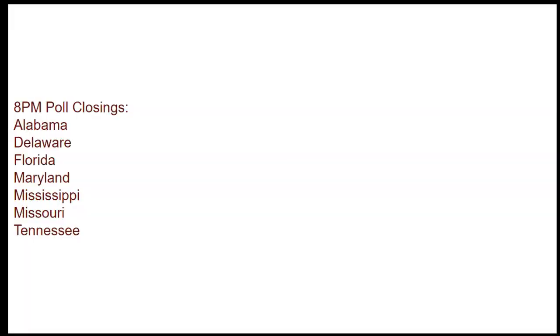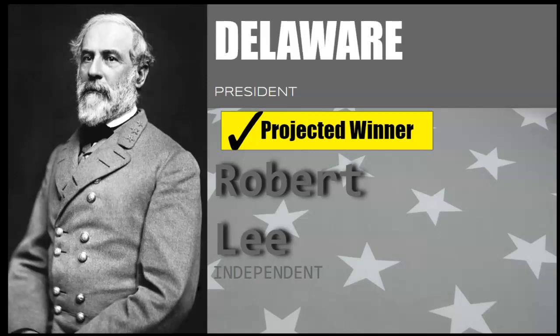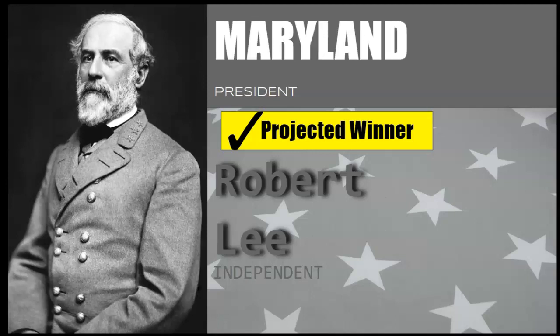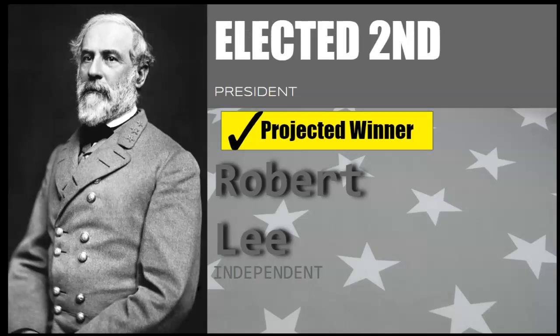It is now 8 p.m. We have poll closings out of the following states. Out of Alabama, Robert Lee will be the projected winner. Delaware, Robert Lee will be the projected winner. Florida, Robert Lee is the projected winner. Maryland, Robert Lee will be the projected winner. Mississippi, Robert Lee will win this state's electoral votes. Robert Lee will also go on to win the state of Missouri as well as the state of Tennessee.